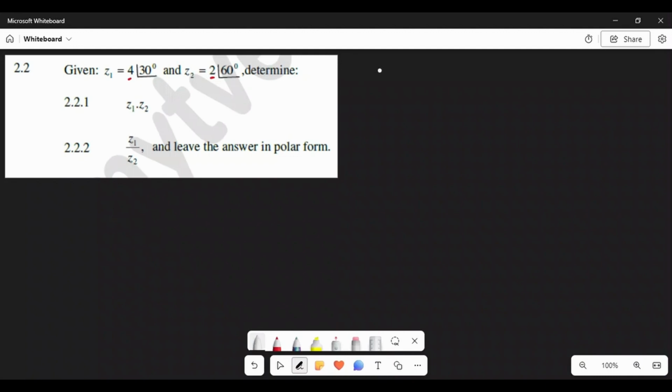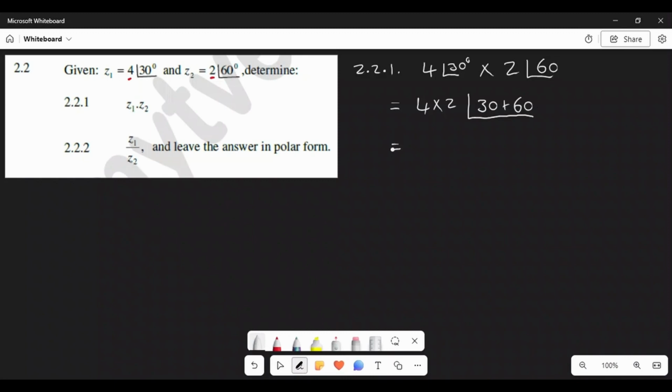So let me show you what I mean by that. I'm going to do it here, 2.2.1, so that you don't get confused. You're going to say 4 angle 30 multiplied by 2 angle 60. Basically this is what they are asking. And then from there, the moduli or the real numbers multiply. So this here is going to be 4 multiplied by 2, but the arguments or the angles add. So it's going to be 30 plus 60.